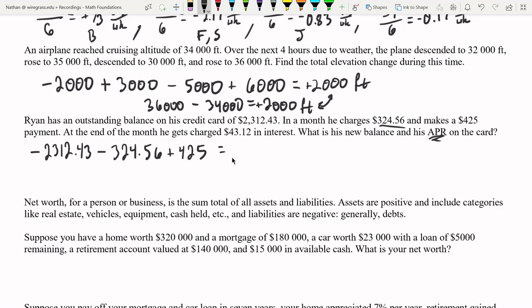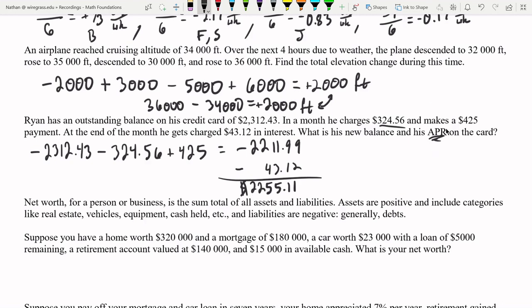Okay, this is going to give us the balance before the interest. I am getting a before interest balance of $2,211.99. And of course, we need to add on interest to this. That's going to be an additional negative because he's going to owe that. So that gives us a final monthly balance of $2,255.11 that he owes now.